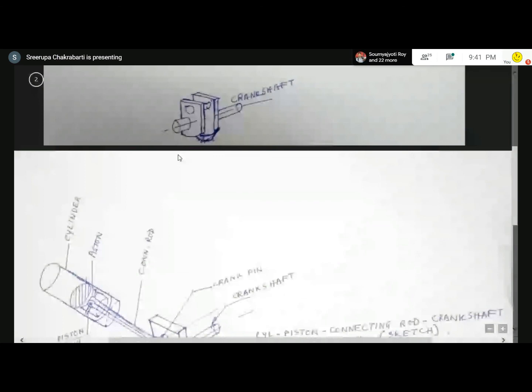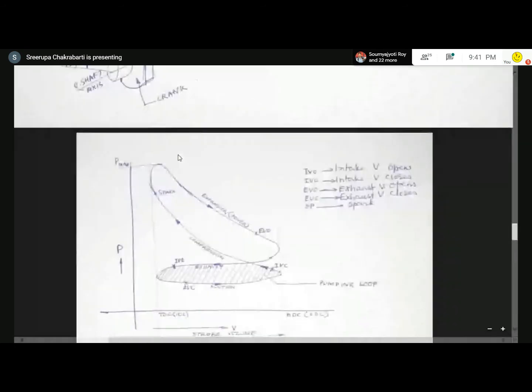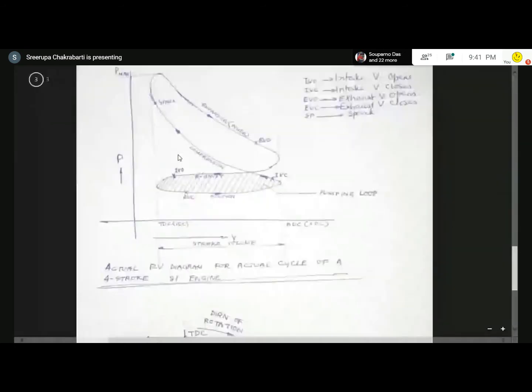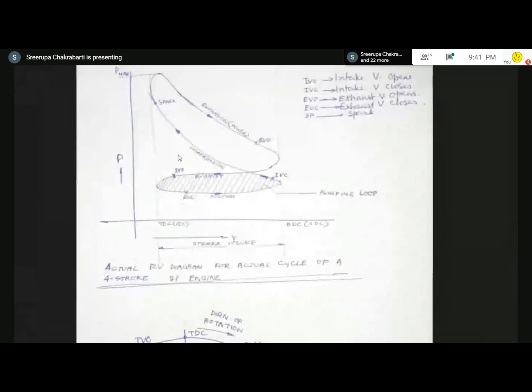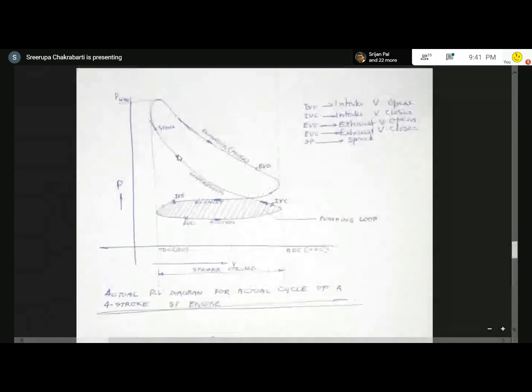Sir, as we know, the combustion is happening after the piston goes down from the top dead center. Then that's why we are sparking before the combustion. Combustion is not occurring after the piston has crossed the top dead center.